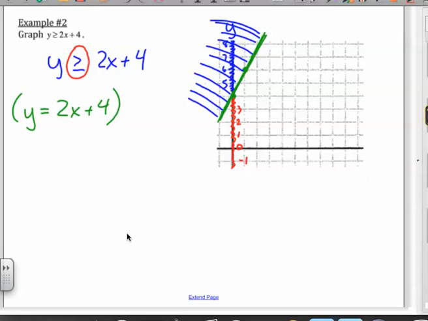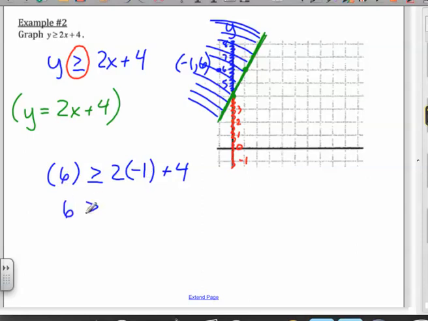All right? What that means is any point in the blue over here, like this point right here, which is -1, 6, is a solution to this inequality. In fact, I can plug it in, right? I'm going to put my parentheses. I can plug in that sample point, and it's going to give me a true statement. So I'm going to put in -1 for x and 6 for y. So I'm going to get 6 is greater than or equal to -2 plus 4. 6 is greater than or equal to 2, and that's true.